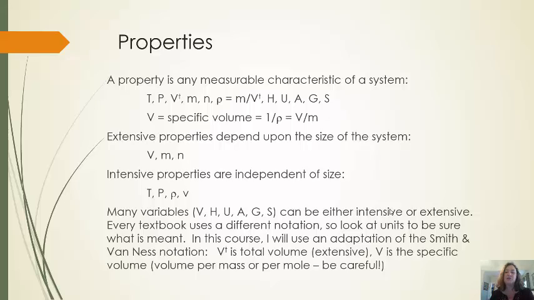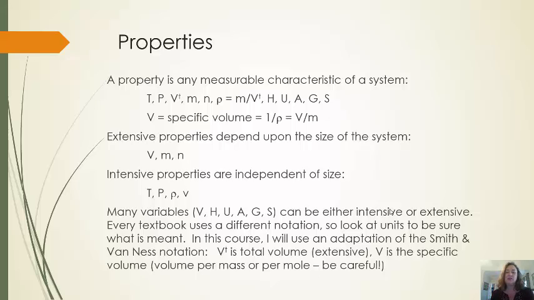Every textbook uses a different notation, so I really recommend, instead of getting so worked up about the notation, just figure out from the units on the property whether it's extensive or intensive. If it's per kilogram, per pound mass, per mole, then that's going to be an intensive version. Okay?